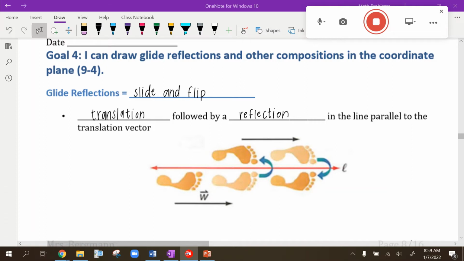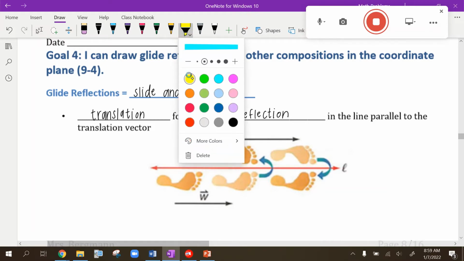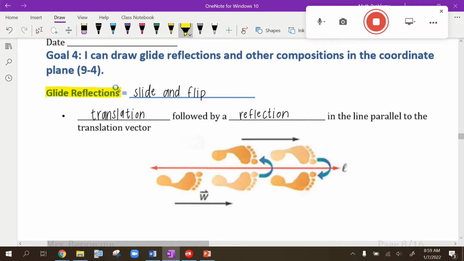Now one special composition of transformations is called a glide reflection. It's a slide and a flip. So it's a translation followed by a reflection in the line that's parallel to the translation vector. Let me explain what that means.